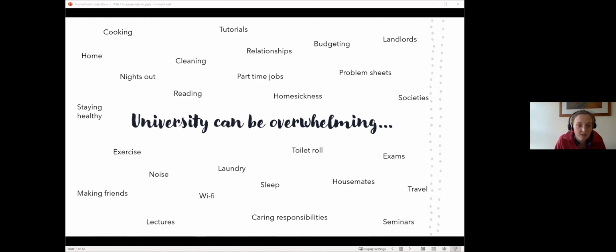You might move out of university accommodation and have to deal with private landlords and bills and the Wi-Fi never working. You might want to travel over the summer or get jobs or internships. You might have a part-time job, or you might have caring responsibilities at university that you have to juggle around problem sheets and lectures and seminars and exams.